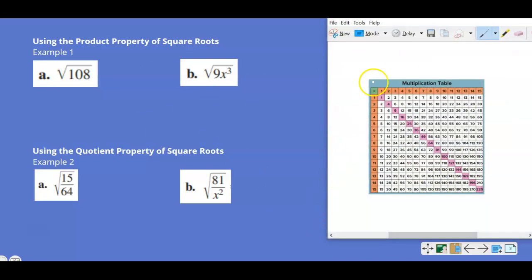So here is a list of our multiplication table. 2 times 2 is 4. 4 is a perfect square. 9 is 3 times 3, 16, 25, 36, 49. These numbers are your perfect squares. So you have to find the largest perfect square that goes into 108. So let's check our numbers here.